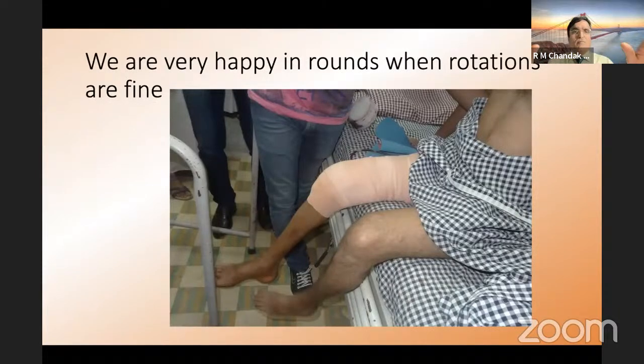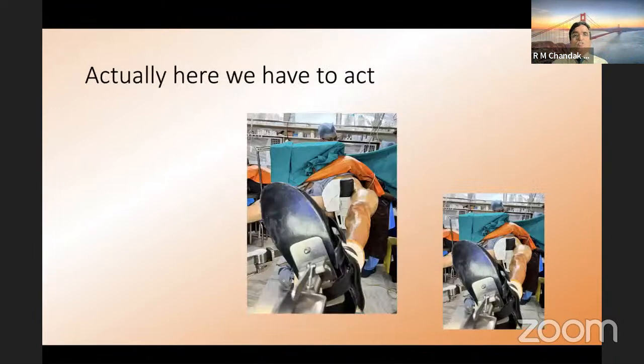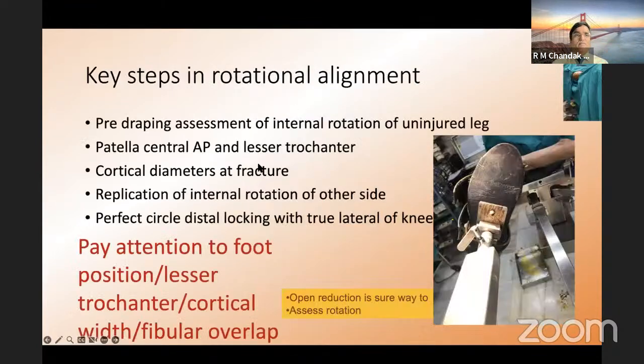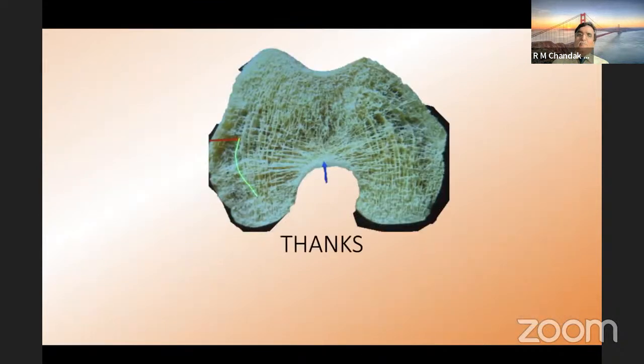Friends, we are very happy in rounds when the rotations are fine. But to achieve this, we actually have to act at the time of surgery itself. So the four key steps in rotational alignment, again to emphasize, are mostly clinical judgments and radiographic judgments. And then we get the rotation right.